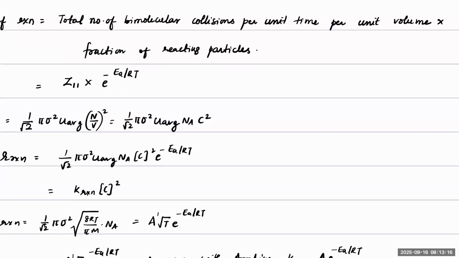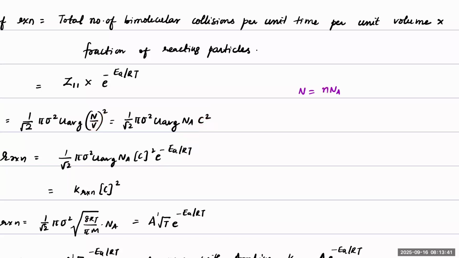This capital N can also be written as number of moles into Avogadro's number, correct? Yes. So instead of that N, I replace that. So I will get number of moles by volume. I'll get it as concentration, correct? So that's why it is concentration square into Na.